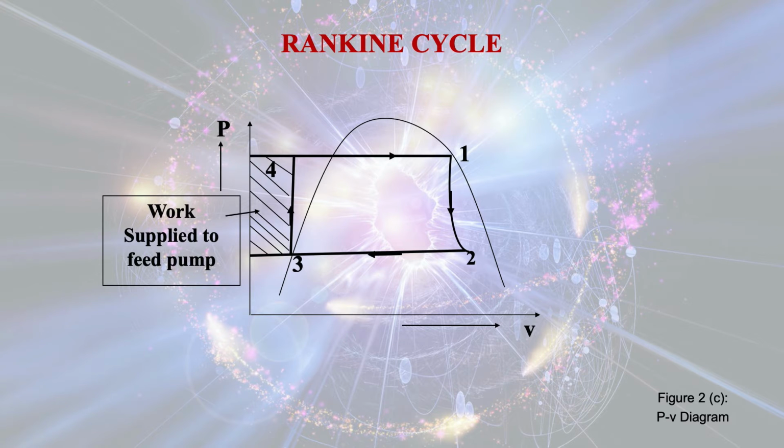You see that point 3 is the entry point of the pump, and point 4 is the entry point of the boiler, and H1 minus H4 is the heat added to the system, and work done by the turbine is H1 minus H2, and heat loss in the condenser is H2 minus H3, and the pump work is H4 minus H3.